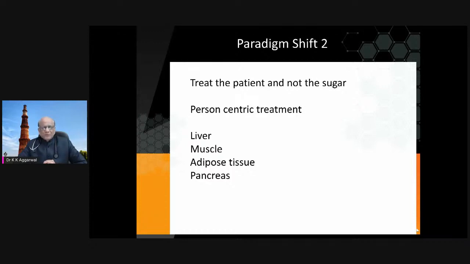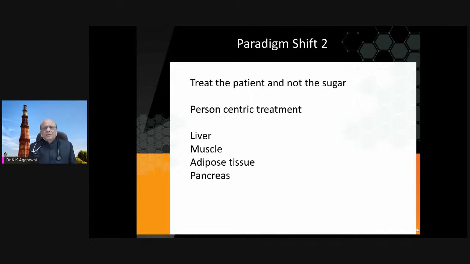Liver, it will cause fatty liver. Muscle, it will cause muscle inflammation. Adipose tissue, it will cause obese adipose cells, which is now an endocrine system. And it will cause inflammation in the pancreas. Remember, whenever there is extra fat in your body, you need to look for these four things. They are interconnected with each other.